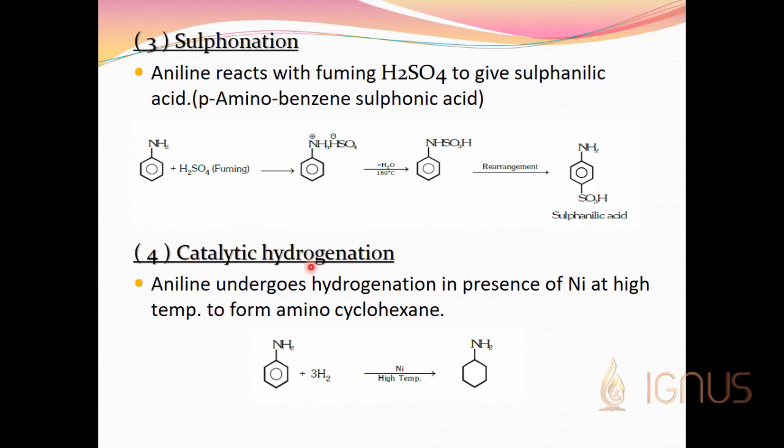And the last reaction, it is a catalytic hydrogenation. Aniline undergoes hydrogenation in presence of nickel at high temperature to give aminocyclohexane. Here all the aromatic ring will be converted into non-aromatic ring. Here aniline is converted into aminocyclohexane in presence of nickel at high temperature, in presence of hydrogen.